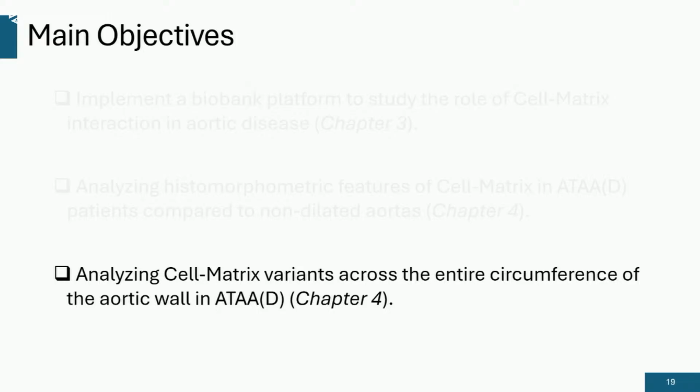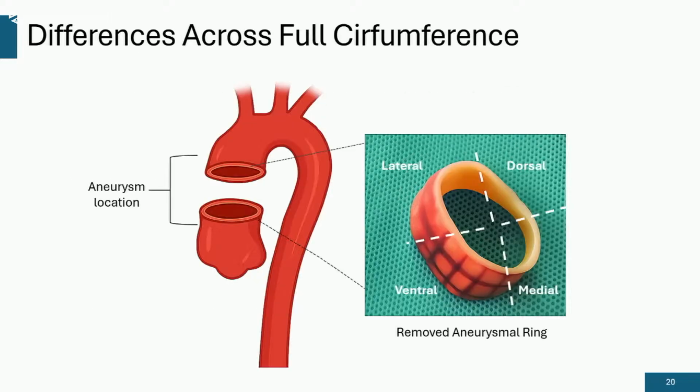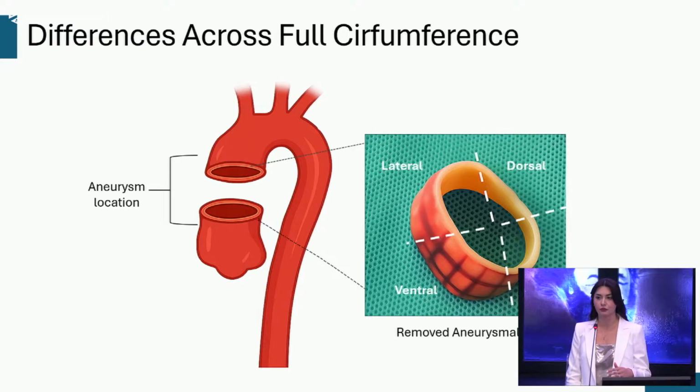Now, in the last part of my thesis, I also focus on the full conference of the aneurysmal wall. And how did I do that? Here you can see an aortic ring from the patients that were operated for repair. So we have the full ring. And we divided the ring in 4 anatomical segments: ventral, dorsal, lateral, and medial.